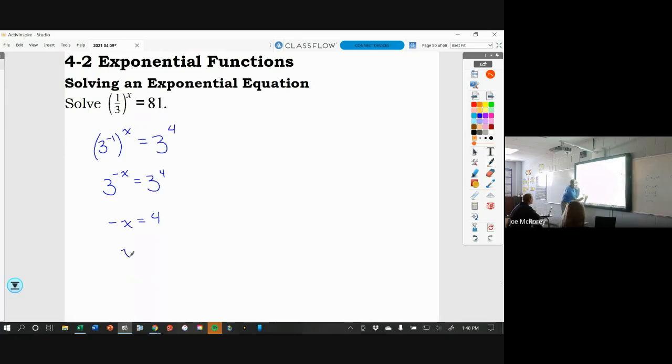X is -4. Now, it's always best to check yourself. So to check it, you plug in -4. I want to know what is 1/3 to the -4th power. 81. Is it? Yes, I did the math in my head.